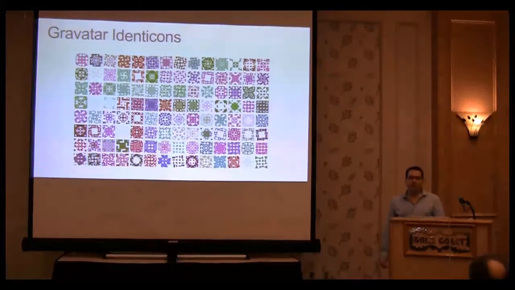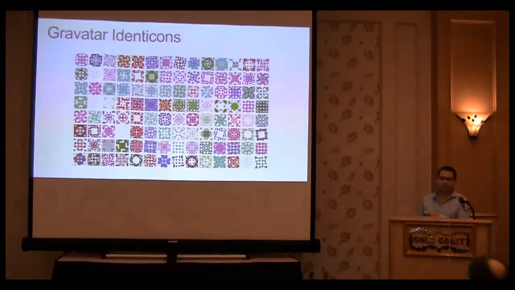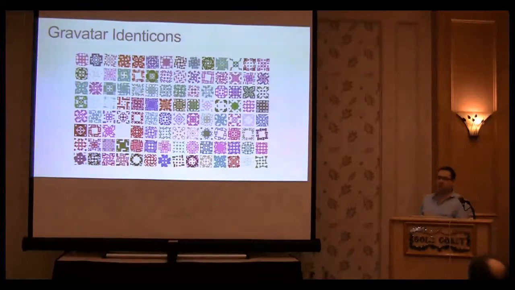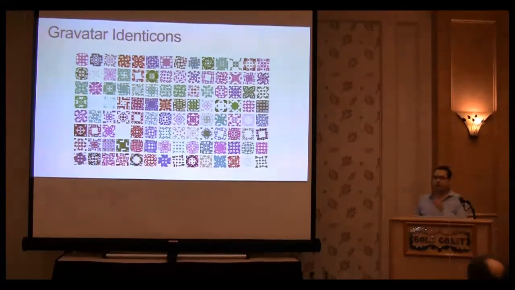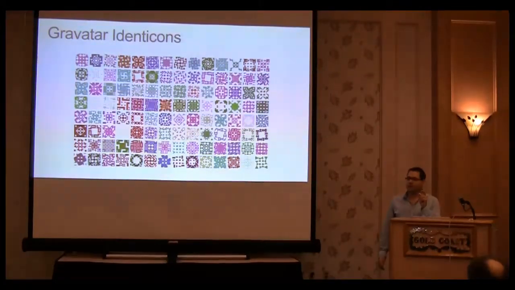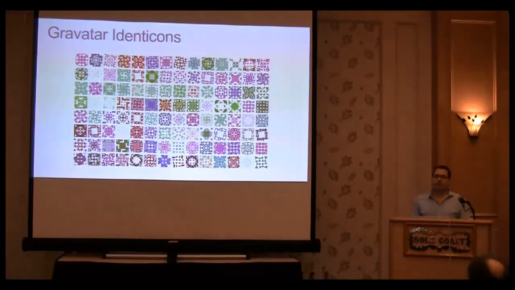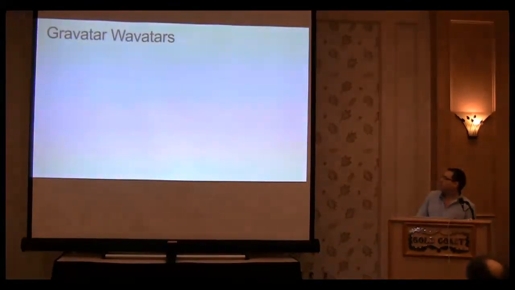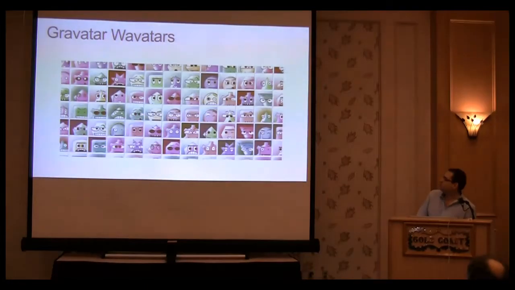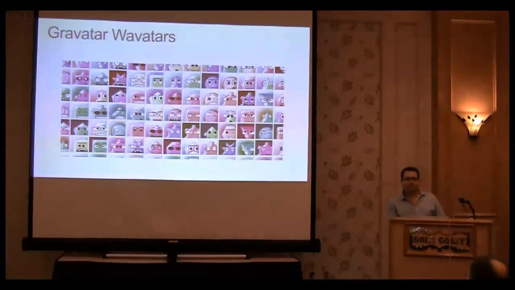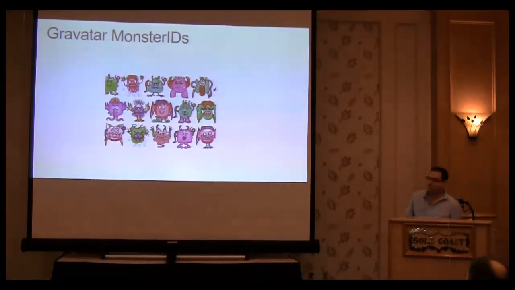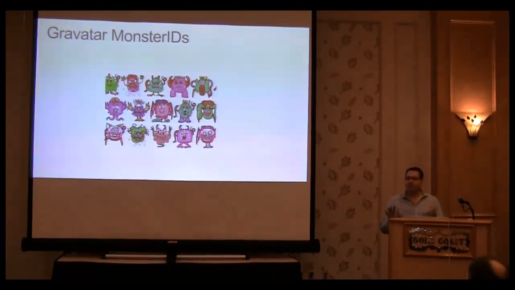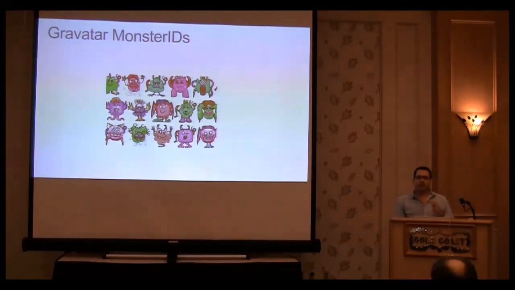You never use Stack Overflow or WordPress? If you use one of these sites and you have one of these images behind your comment, the hash of your email address is in the HTML. There are also other styles, like monster IDs. Basically those are all images generated randomly from the MD5 hash of your email address.